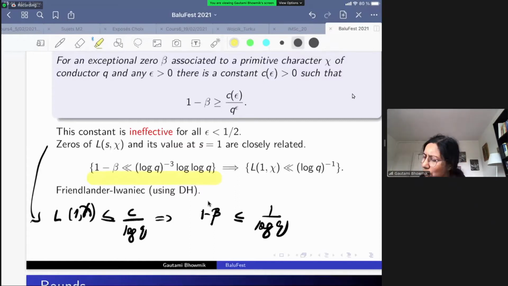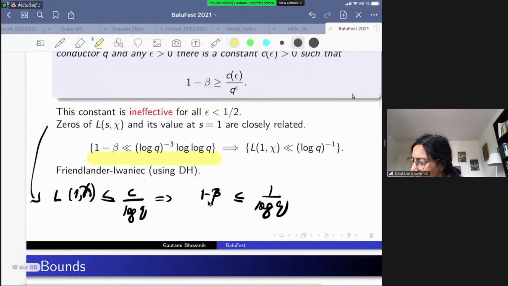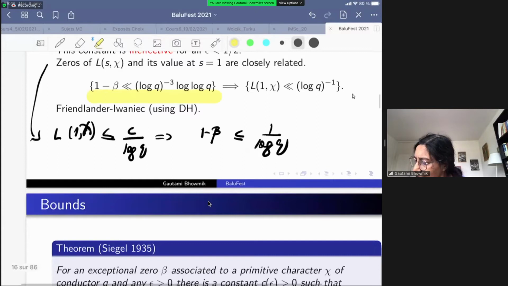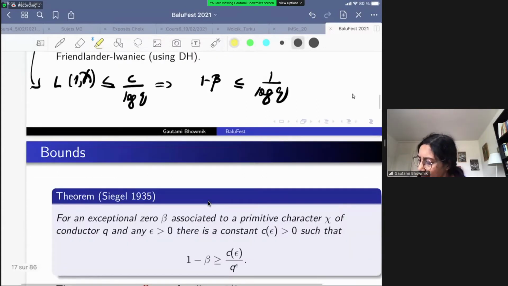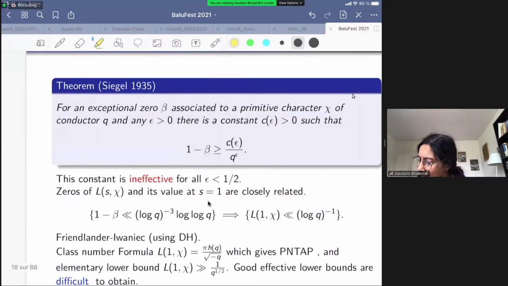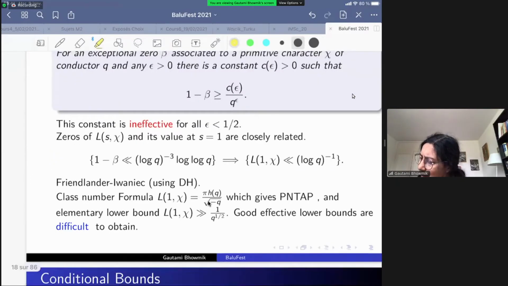They proved this using the DH, a certain form of this DH. There are many forms of this. Yeah, there are other applications of this L1 chi.